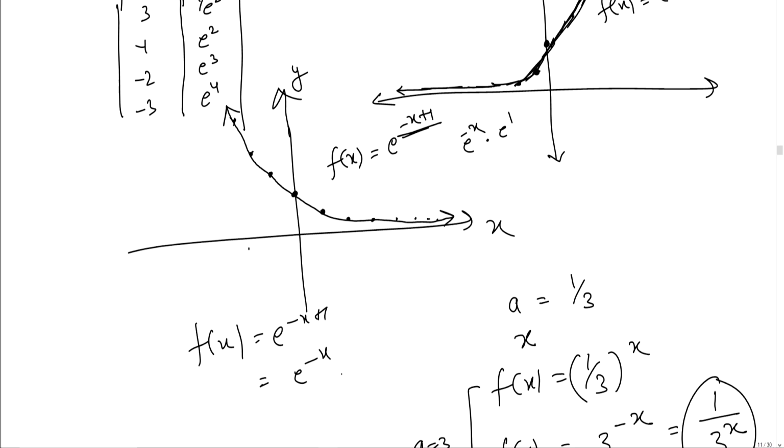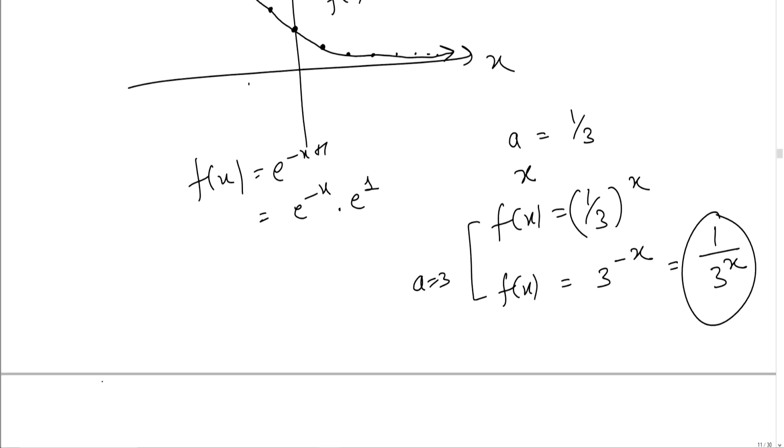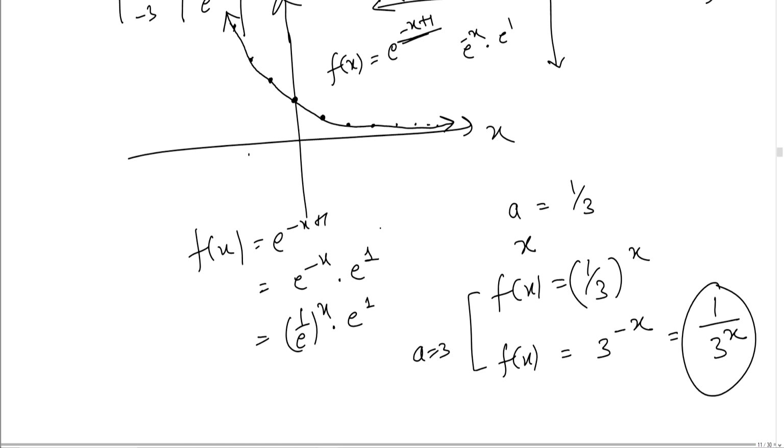This is e to the power minus x into e to the power 1. This is also one of the rules of exponents. I have broken this term in this way. e to the power minus x is actually 1 by e to the power x, and this is e to the power 1. So this is what we have been plotting in this function.